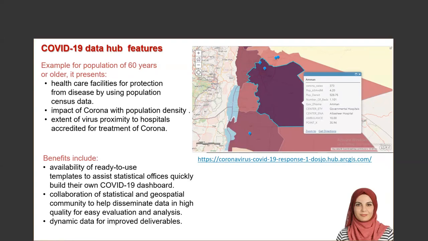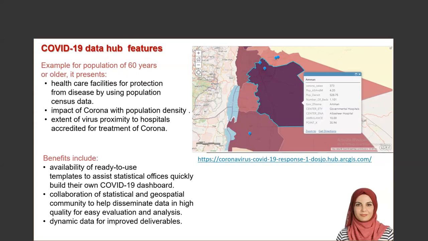As shown in the map, it presents more than one piece of information in one map, like healthcare facilities for protection from disease, using population census data, the impact of corona with population density, in addition to the extent of virus proximity to hospitals accredited for treatment of corona. Such factors are essential to ensure there is reasonable access to medicine to take care of health, so the ministry can deploy resources to provide assistance.